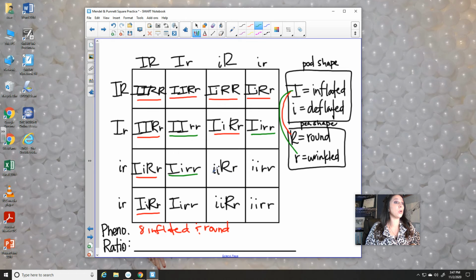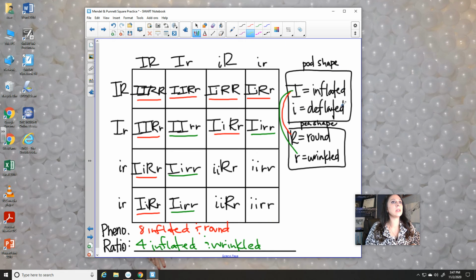Yes, no, because we don't have at least one big I. Same, yes. This one is inflated and wrinkled. And no, no. Okay, so we're going to count that up, and that should come up to 4 that are inflated and wrinkled.